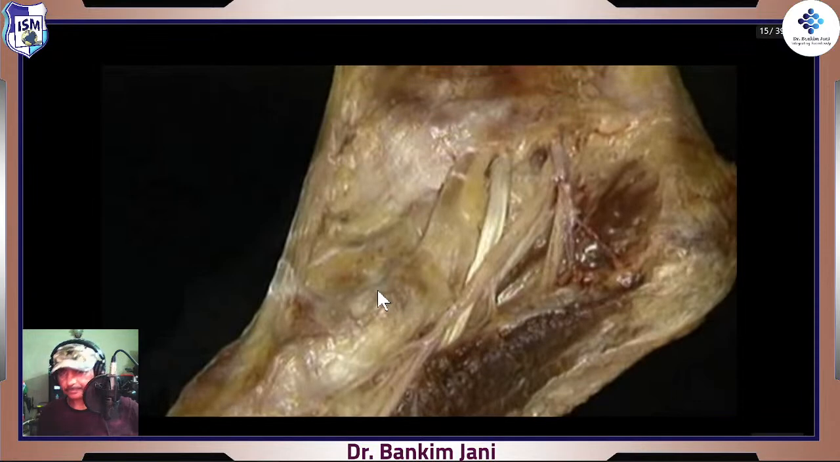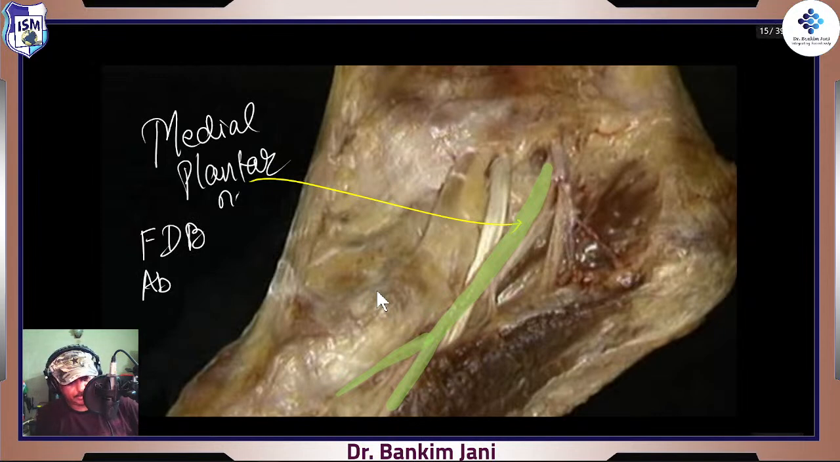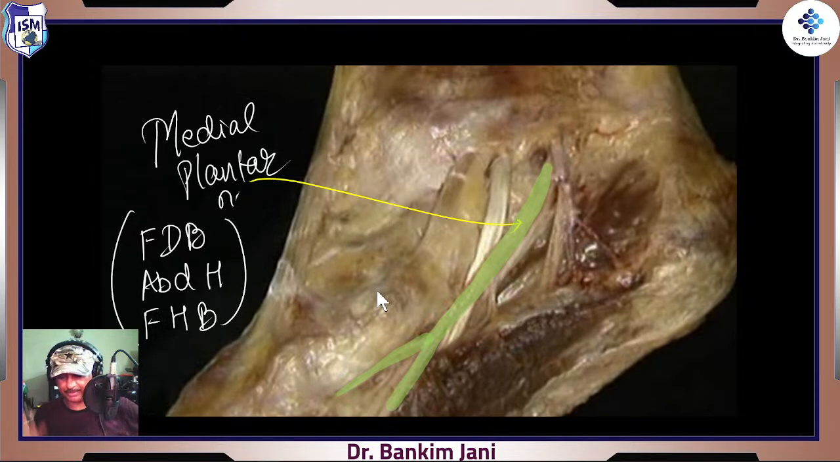Here it is. This one is quite a zoomed picture, so I'll just highlight it. Here it is, here it is, and then it divides, right? So this one is the medial plantar nerve. So the medial plantar nerve will be supplying whom? Flexor digitorum brevis, because it's nearest, right? Abductor hallucis and flexor hallucis brevis. All of them are small and near, so they are supplied by this medial plantar.